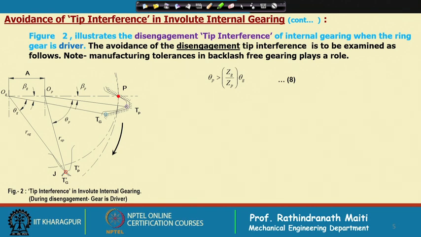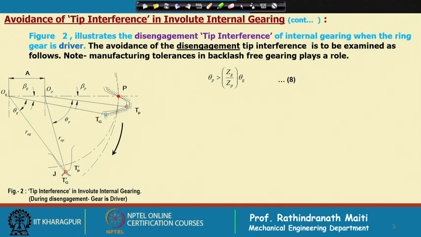Then the question is what will happen during disengagement. Suppose there is no interference during engagement, and the ring gear is the driver. Will there be any interference during disengagement? Say it has entered inside the tooth pockets and you are trying to go out, will there be interference? The simple answer is that usually it will not happen, because if there is a little bit of backlash, then you will find it will never happen.